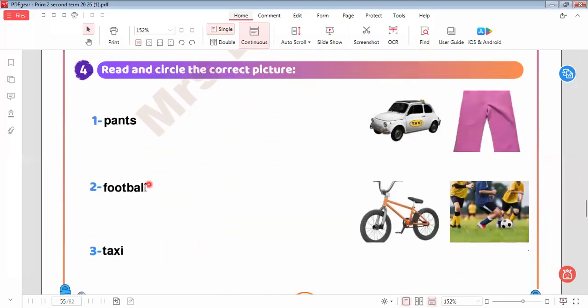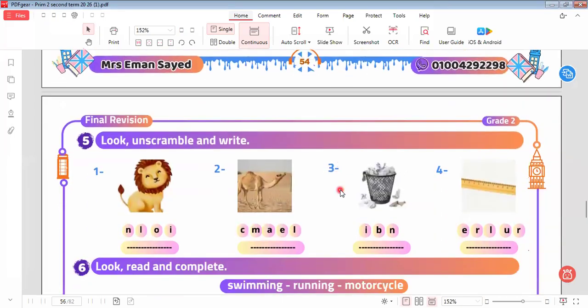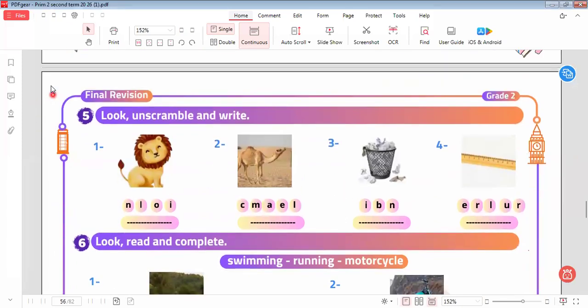Here we have pants, football, taxi. Where is the pants here? This one. So I select pants by this one. Football, where is the football? This one by this one. Taxi, this one by this one. Okay, let's go to another one here. Here is what is this? It's line. So I write here line.